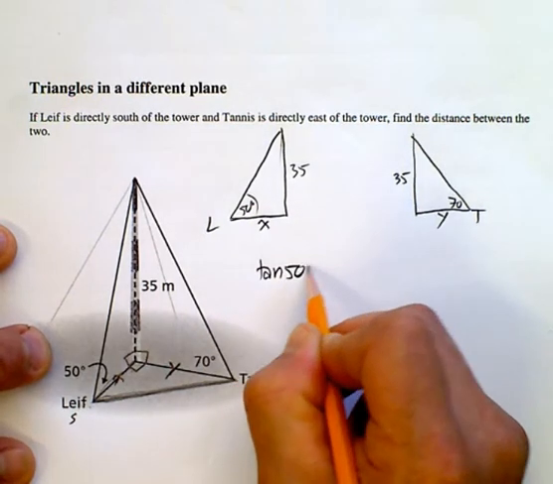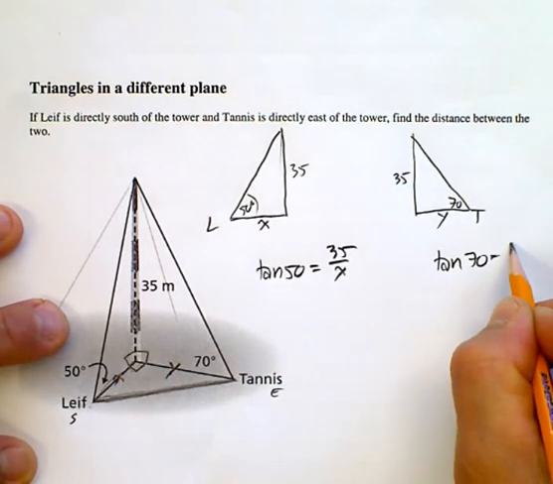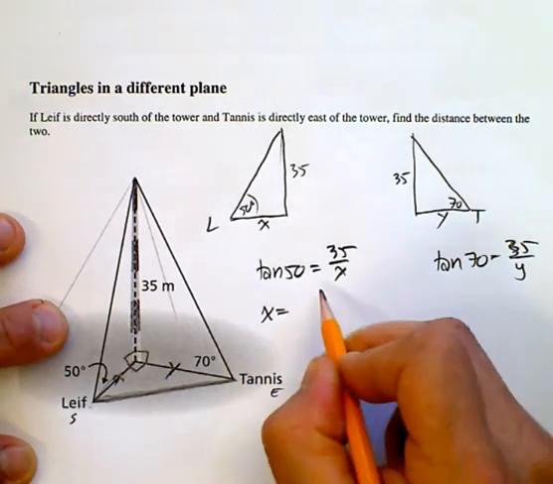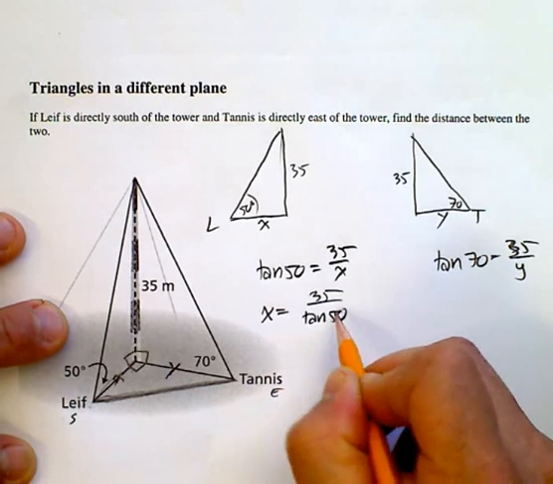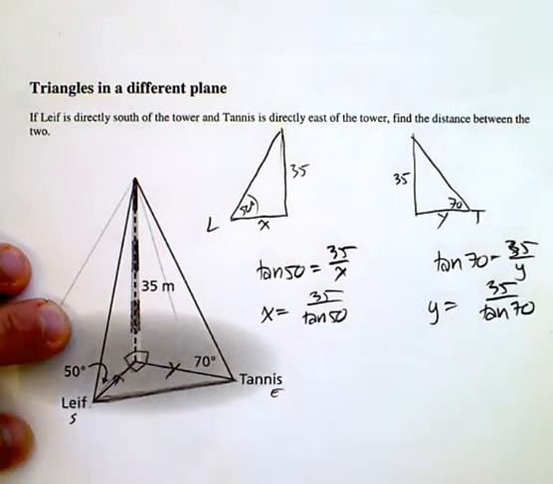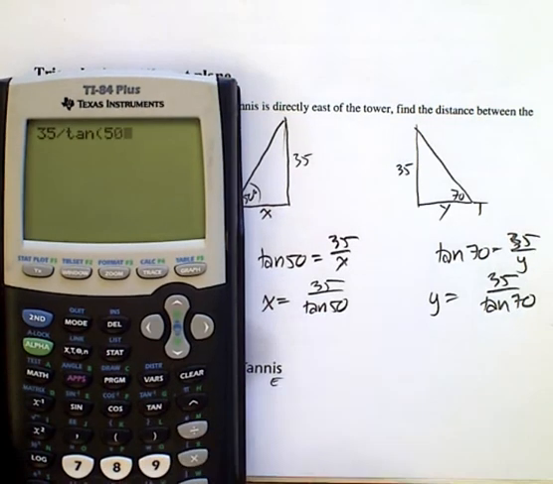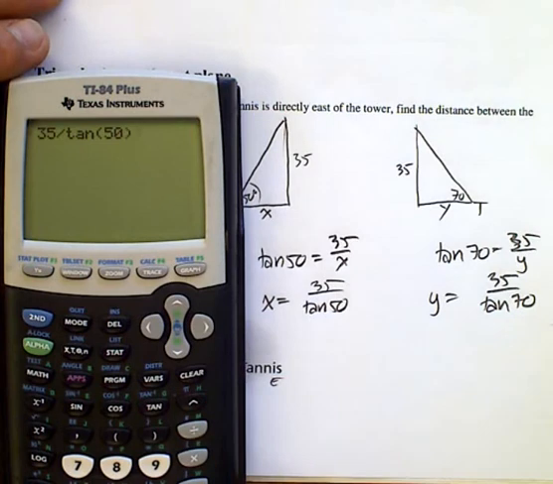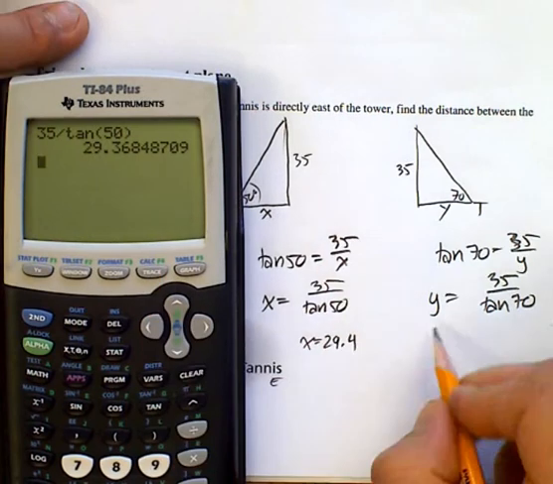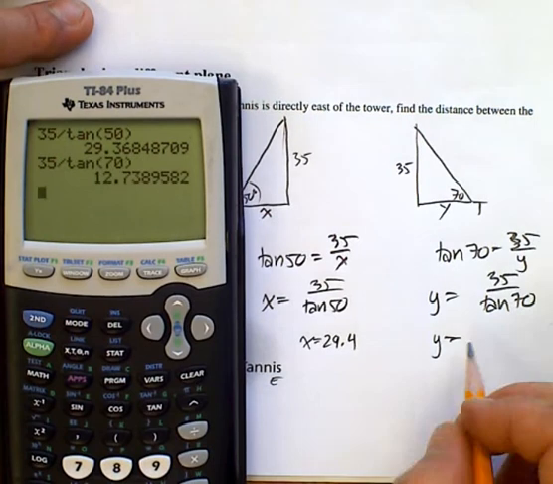So now let's have a look. Tan of 50 is 35 over x. And in this case, tan of 70 is 35 over y. So in each of these cases, folks, it's pretty easy to find your x, right? x is equal to 35 over tan 50, and y is equal to 35 over tan 70. So let's do some math here again. 35 divided by tan 50. There we go. We get x is equal to 29.4. Let's round it off. And then here, we're going to go 35 divided by tan 70, and you get 12.7.